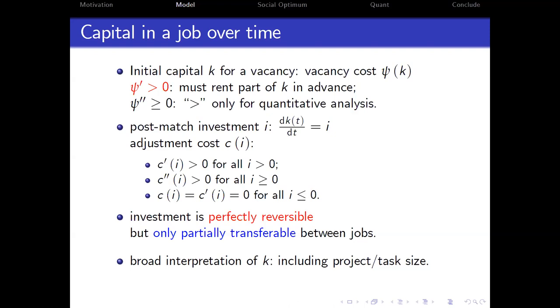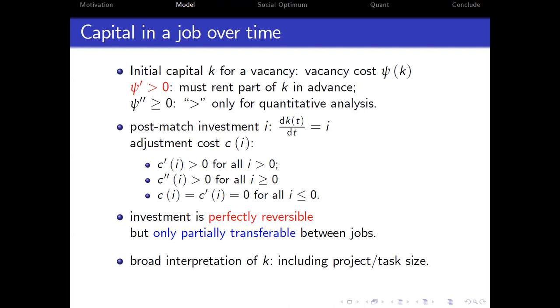If you want to actually, here the interpretation is the simplest one that we actually use in many search matching models for labor. A job has one worker, but you think about a firm that probably has many jobs, then you have to think about how the firm actually moves capital from one job to another one.